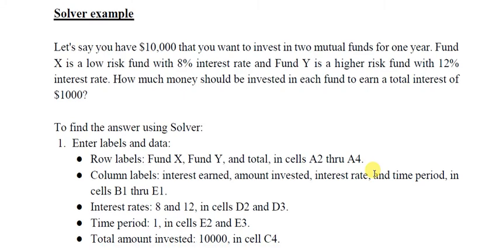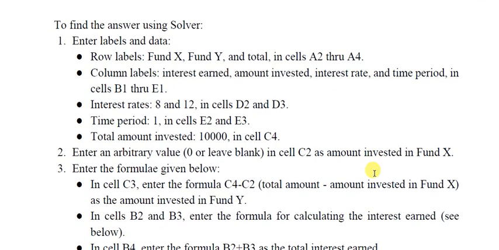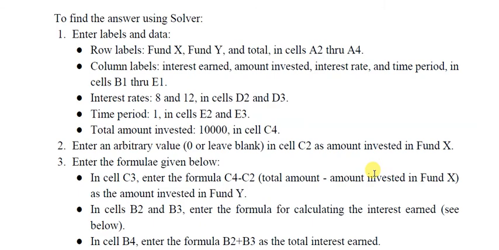Now, how to do it? Using solver. So you will have some labels and the data. What will be the row labels? Fund X, fund Y, and total. These will be the row labels. Then column labels will be interest earned, amount invested, interest rate, and time period.